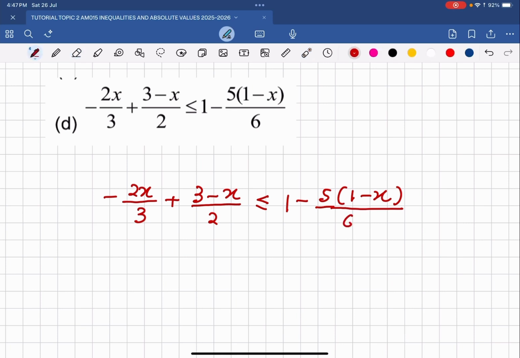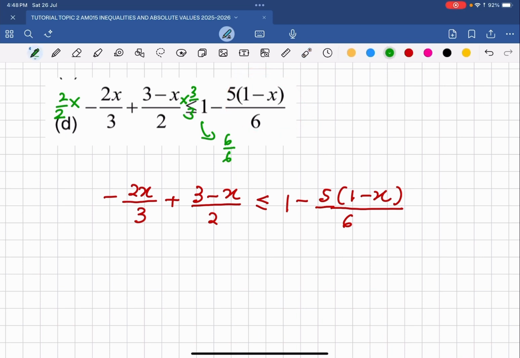If you can see here, all the denominators are not the same. So let us equalize the denominators first. For negative 2x over 3, multiply by 2 over 2, that's better. (3 minus x) divided by 2 will be multiplied by 3 over 3. The 1 here, we're going to convert into 6 over 6, and this one will remain because the denominator is already 6.